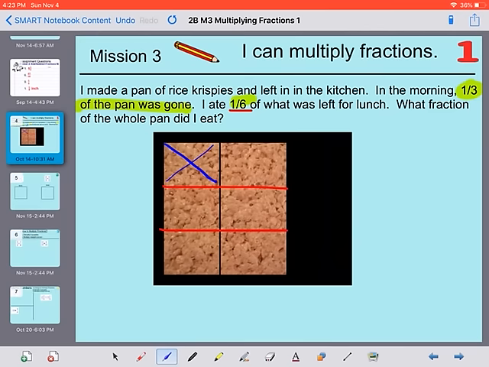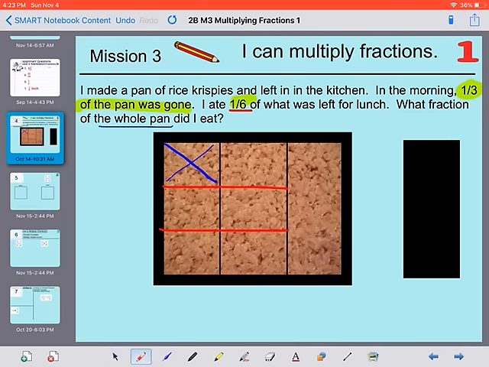But it's asking what fraction of the whole pan did you eat? So if I were to make these all the same size and extended this line over a little bit, we would really have 1, 2, 3, 4, 5, 6, 7, 8, 9 pieces total of the whole pan. We only ate 1 out of the 9 pieces that were all the same size.